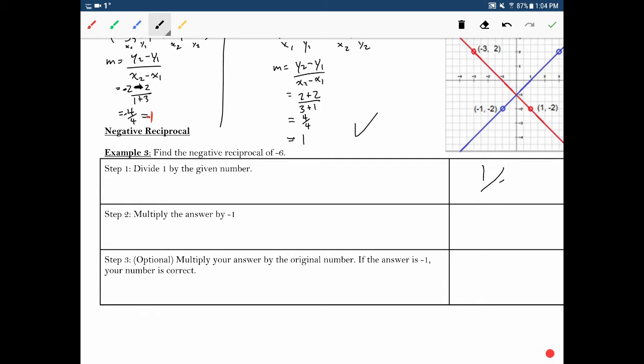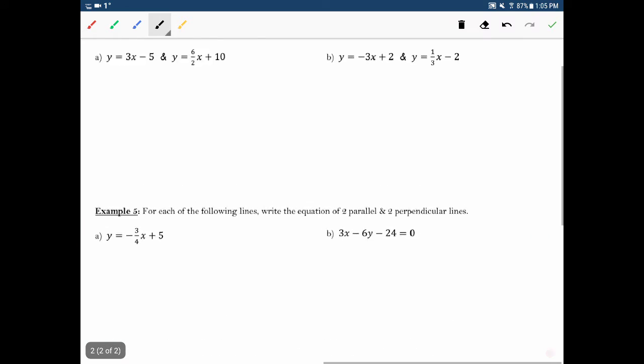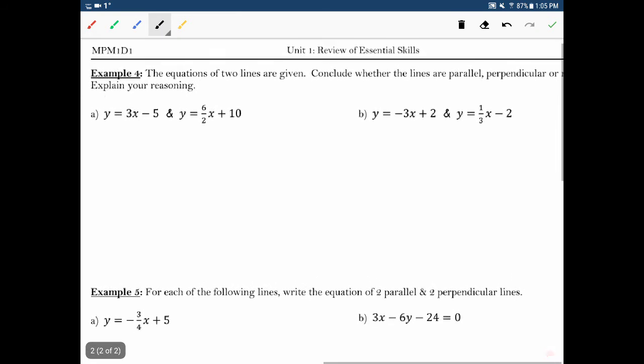It's just 1 over 6, okay? Take the number, flip it, so it becomes 1 over 6 and then change it from a negative to a positive. If you want to check your answer, you just do 1/6, which was our new answer. You multiply by the negative 6, and hopefully that will give us negative 1, which it does, so then we know we've done it correctly. All right, so let's do a couple examples here.